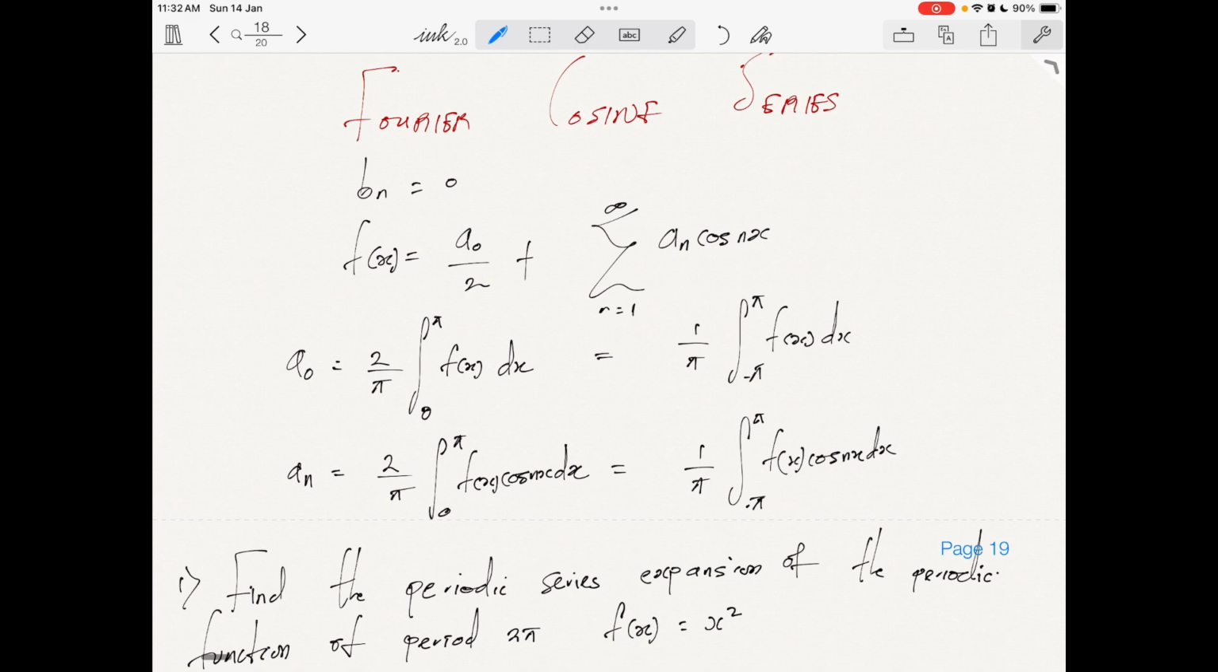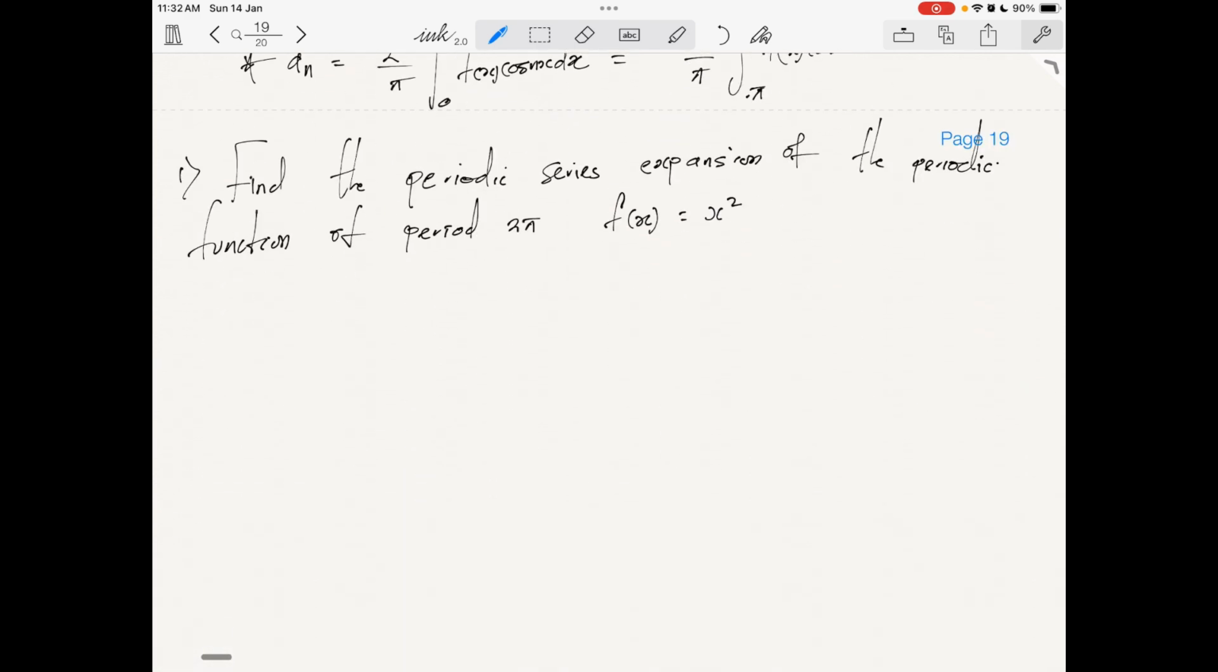So we know that bn is equal to 0, and the resulting f of x as derived in the last video is a naught over 2 plus summation n equals 1 to infinity of an cos nx. Thereafter a naught can be evaluated using this and an can be evaluated using this. So all we just have to do is evaluate a naught and an and then slot them into the formula.